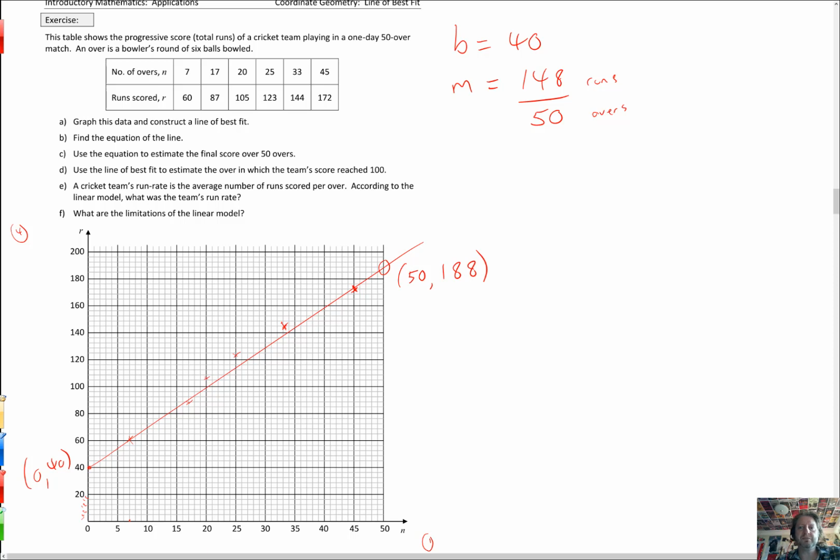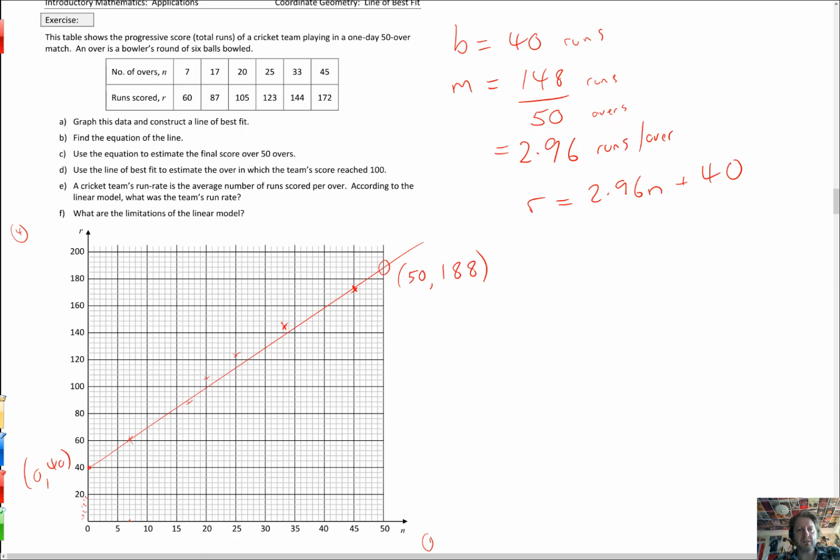What's 148 divided by 50? Well, it's nearly 3, about 2.9. Let's put 148 divided by 50 in the calculator, and we'll see it's 2.96. That's okay: 2.96 runs per over. For the sake of the equation I don't need the units, but I'll write them later. And I know the y-intercept was 40 runs. Let's write the equation. Instead of y equals mx plus b, r equals 2.96 times n, plus 40 runs. There's the equation of that line. It started at 40 and went up with gradient 2.96. Great, perfect. Find the equation of the line, done.